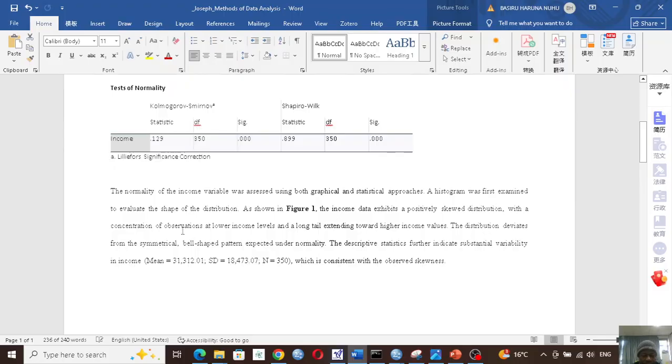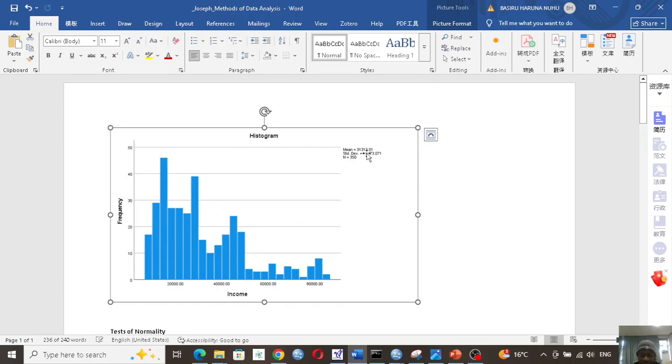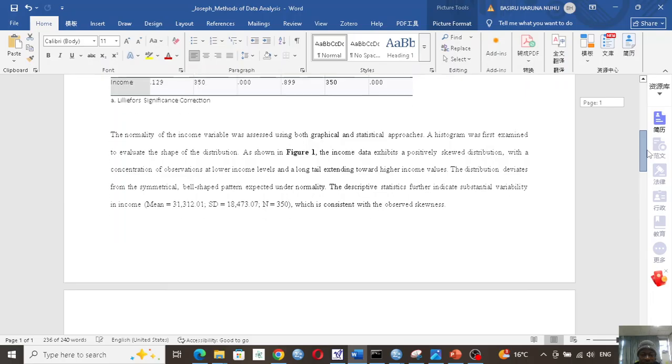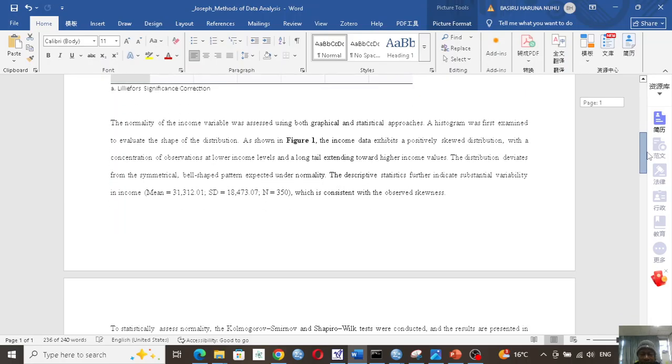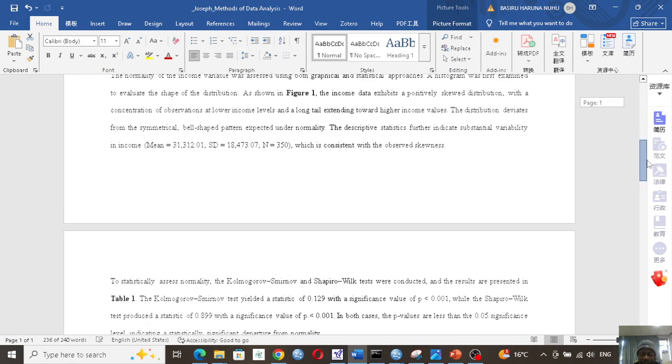The distribution deviates from the symmetrical, which means it's not bell-shaped, and expected under normality. The descriptive statistics further indicate substantial variability in income. So we have our descriptive statistics. Our mean is this, standard deviation is this. You can find it from here. So that is what we are explaining, which is consistent with the observed skewness.